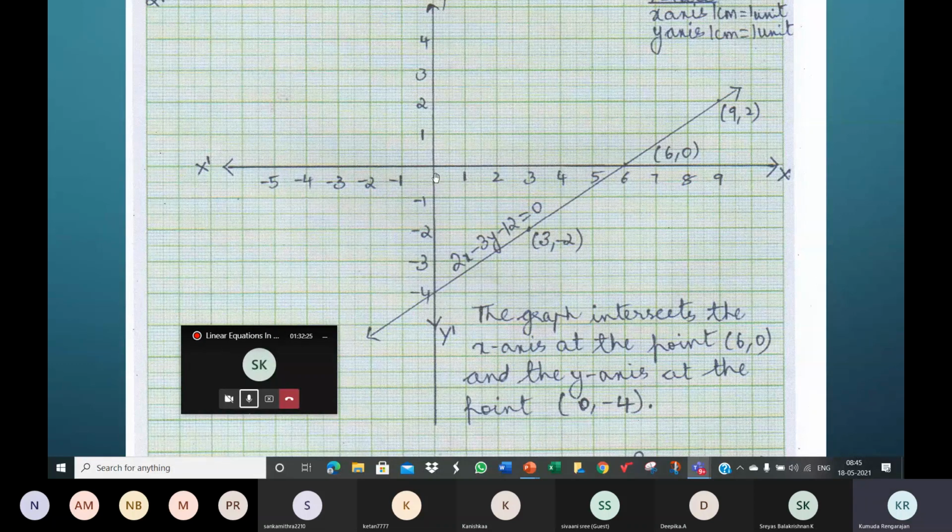So from the graph, you can make out that the line cuts the x-axis at 6, 0 and the y-axis at 0, -4. The graph, you can see it here, is a straight line. The graph meaning the straight line. The graph of the equation, the straight line, intersects the x-axis at the point 6, 0 and the y-axis at the point 0, -4, not -4, 0, but 0, -4.